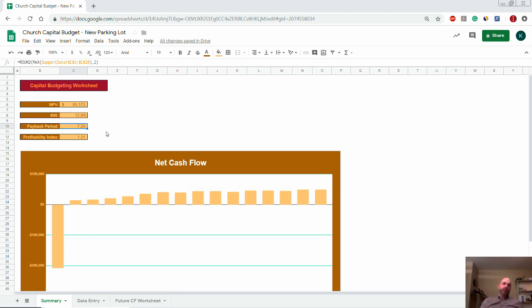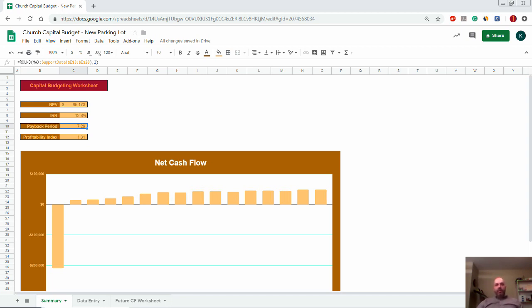And of course, why is that significant? Once you earn that initial investment back, well, the worst you can do is break even. From there, simplistically, we won't get into the details there, but for the most part, it's all profit from there. So the sooner the better.